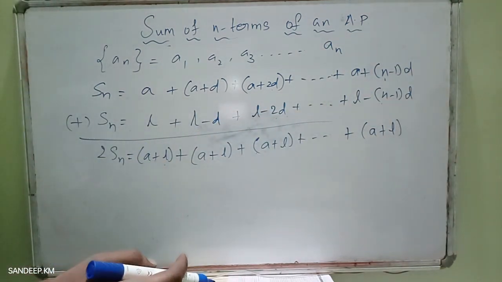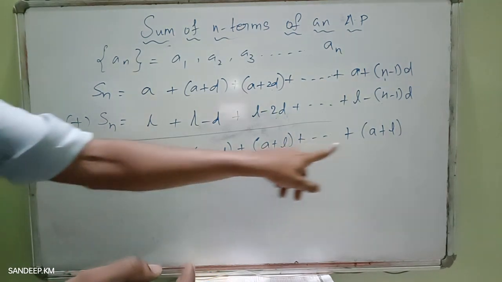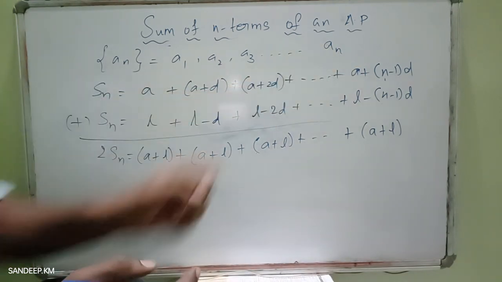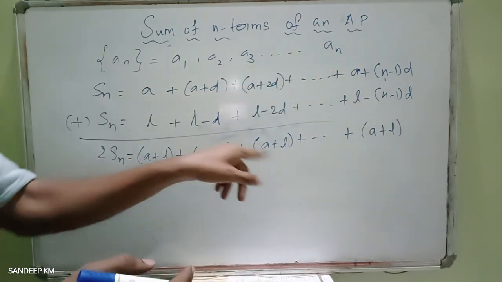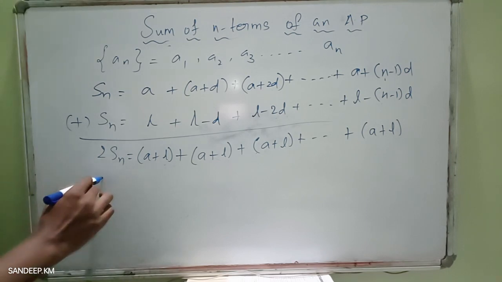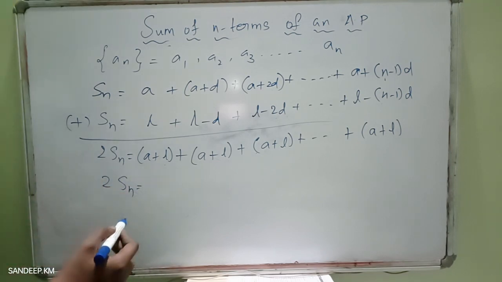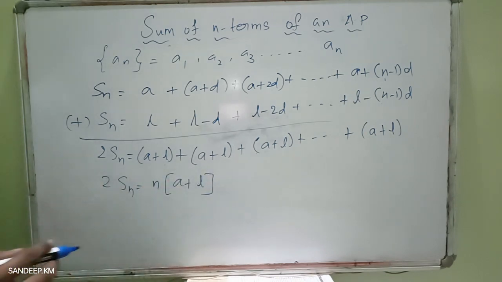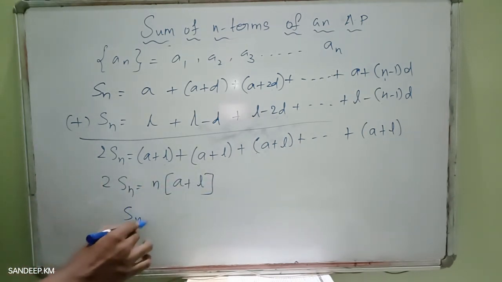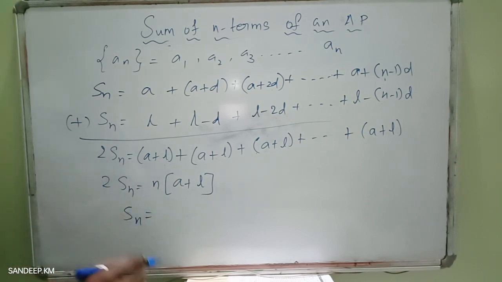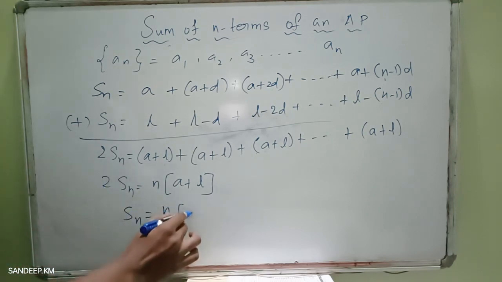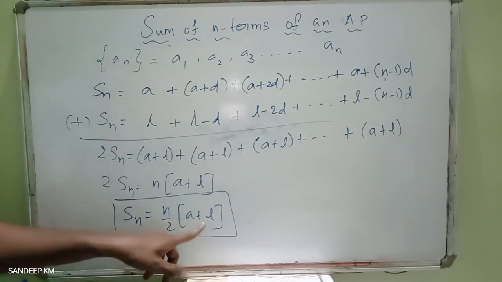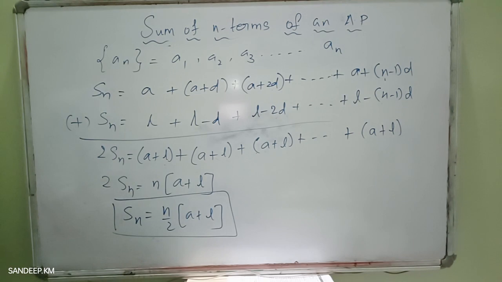The next question is, how many times is a plus L added? 1, 2, 3 and so on up to n. So a plus L is added with itself n number of times. So we can write the RHS as n times a plus L. Therefore the sum of n terms formula, with 2 going to the other side, is n by 2 into a plus L, where L is the last term, which is also called the nth term.